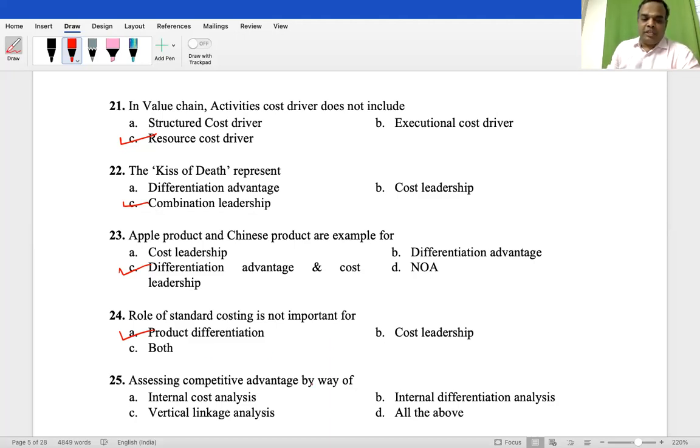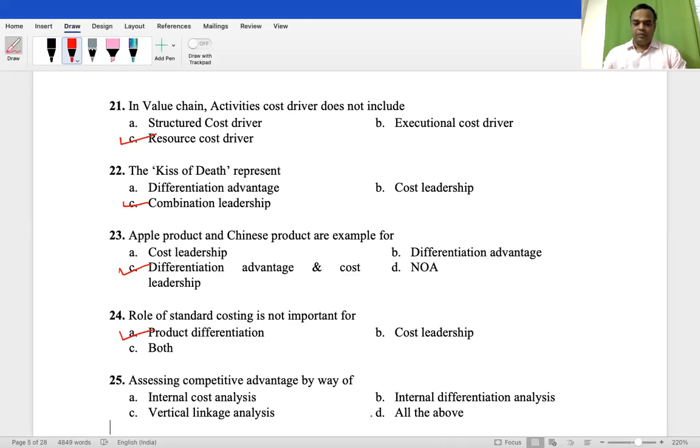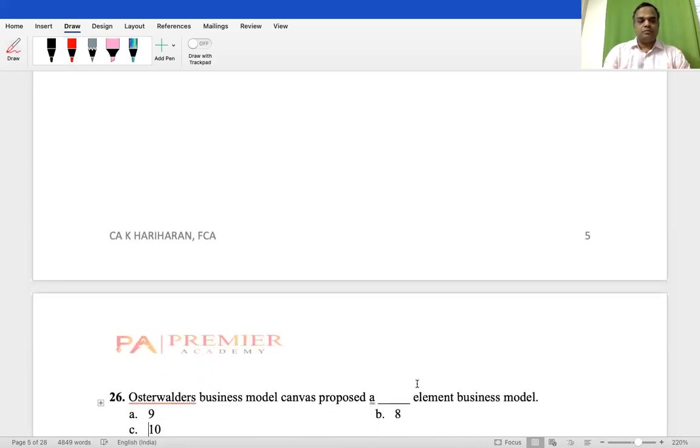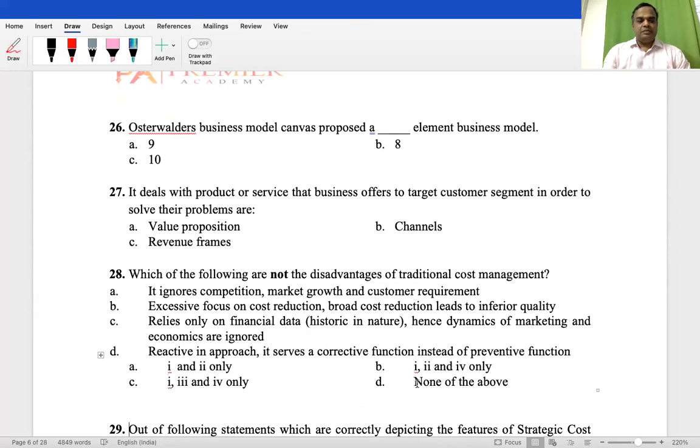Assessing competitive advantage by way of internal cost analysis, internal differentiation analysis, vertical linkage analysis, or all of the above. The answer is all of the above. Next.